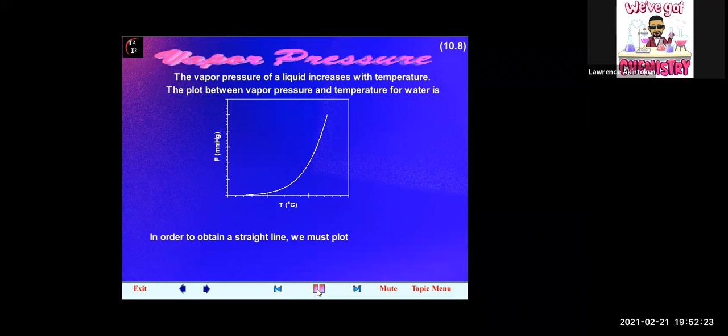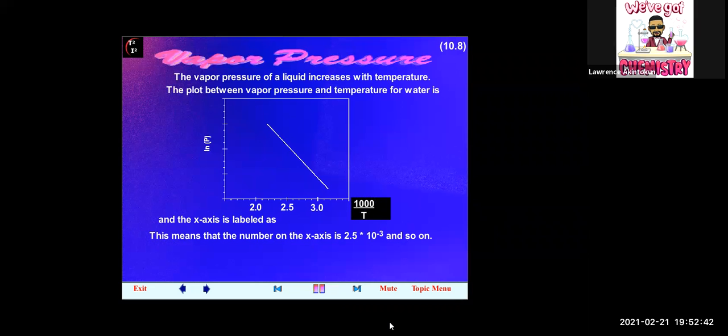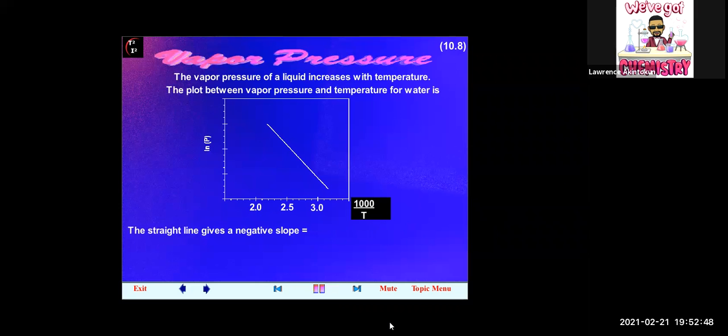In order to obtain a straight line, we must plot the natural log of P versus 1 over T. Note the temperature is in Kelvin, K. Often the numbers on the plot are shown with a multiplier, and the x-axis is labeled accordingly. This means that the number on the x-axis is 2.5 times 10 to the minus third power, and so on. The straight line gives a negative slope equaling negative delta H vaporization divided by R. The general equation for the straight line is y equals mx plus b, or the natural log of P equals minus delta H vaporization divided by RT plus B.